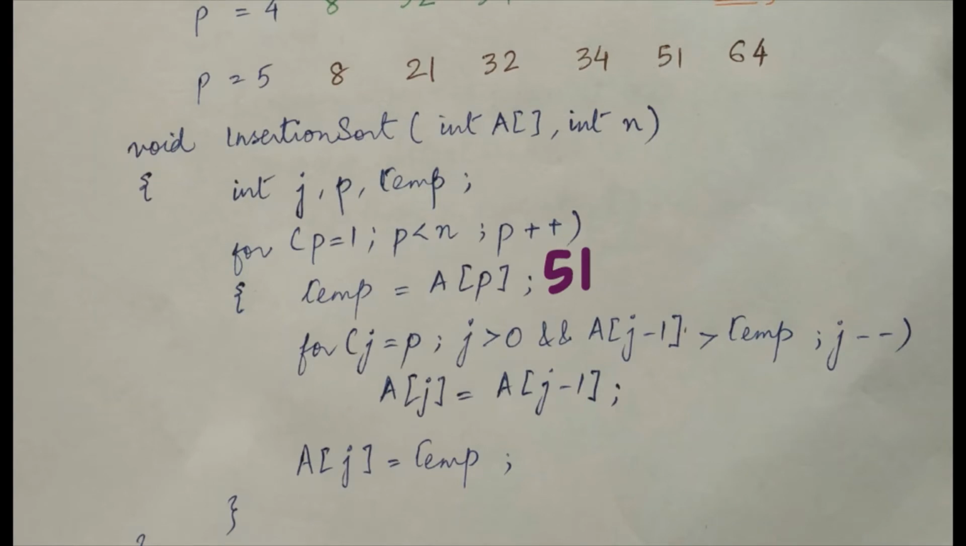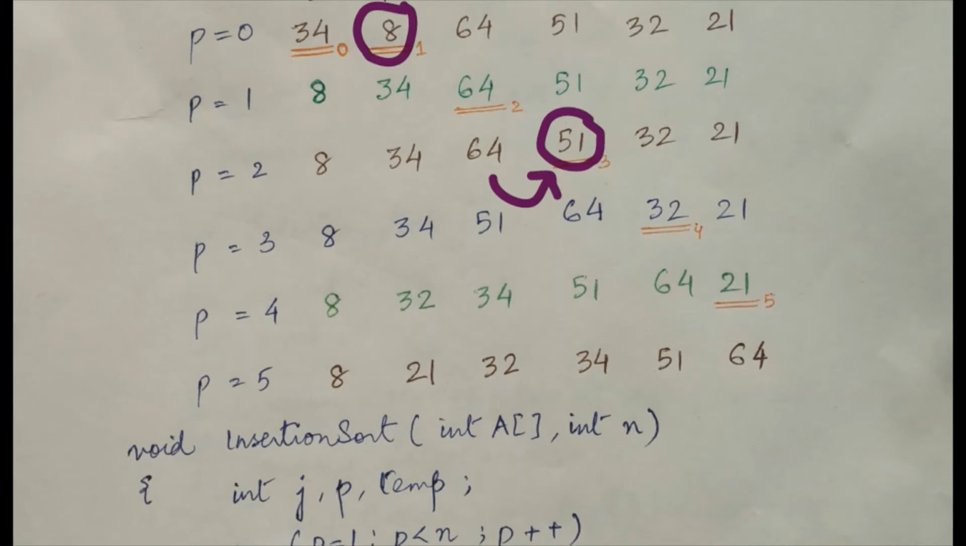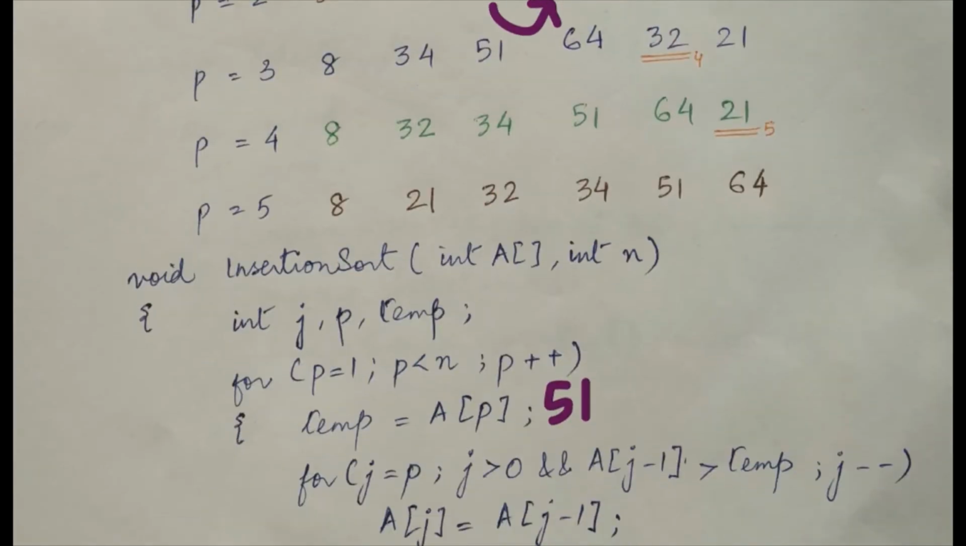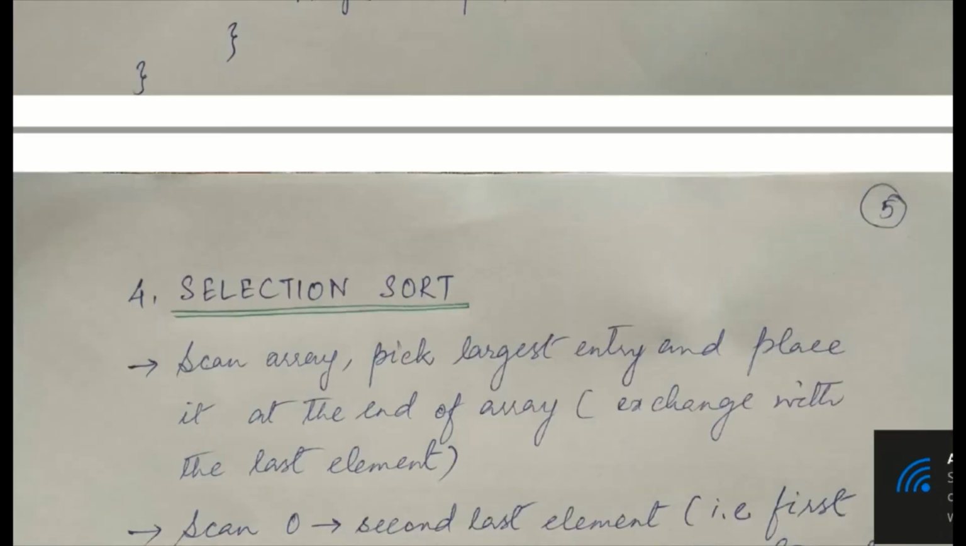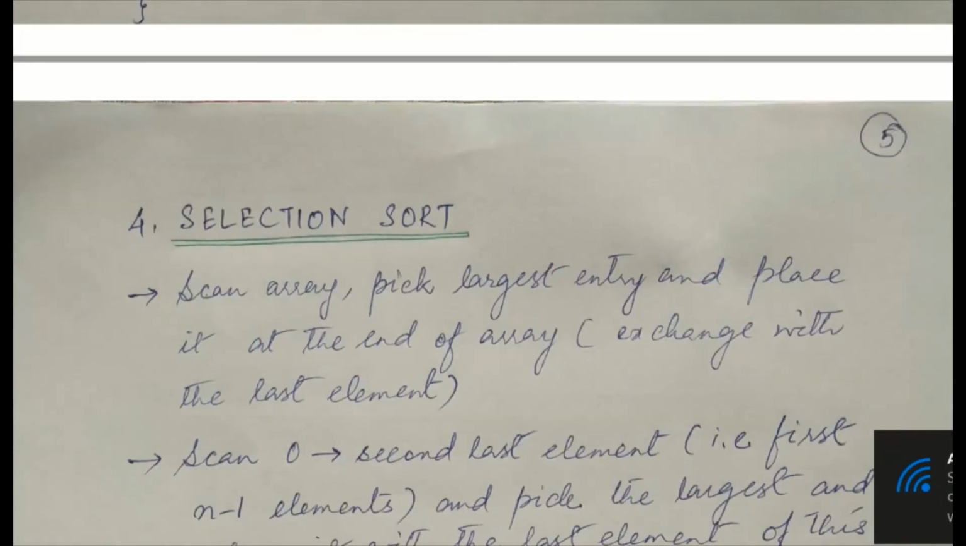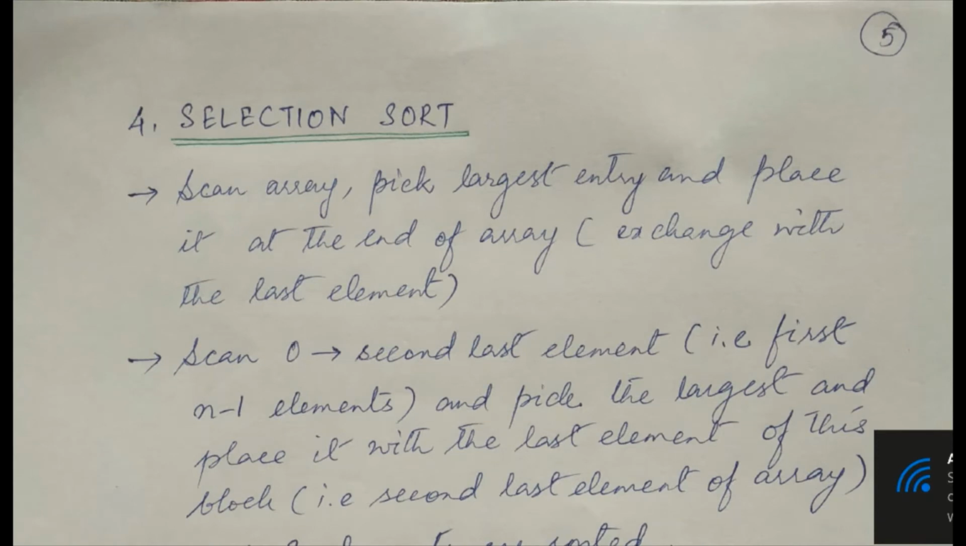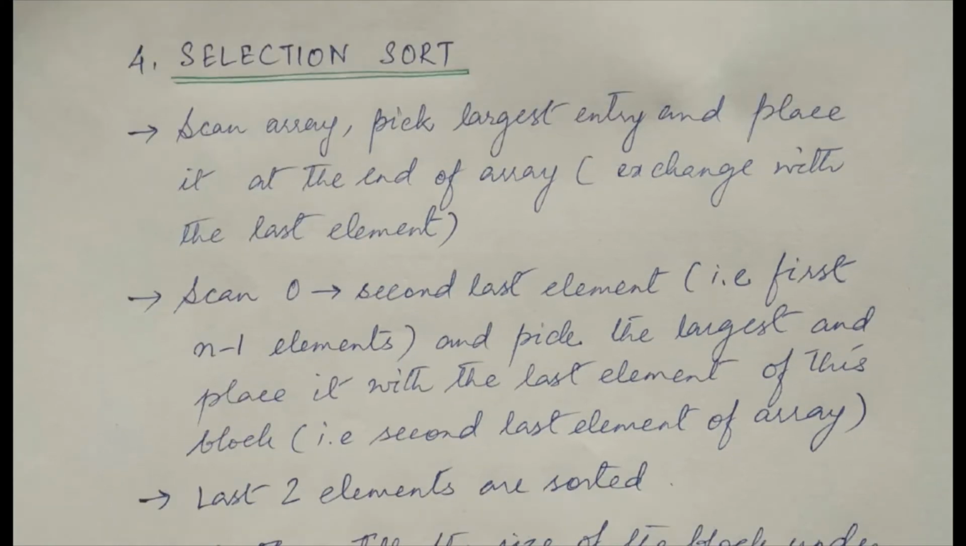51 is not less than 34, so it comes out, and now your j goes one down. It was 3, now it is 2, so it will put 51 here. Okay, so that is your insertion sort.